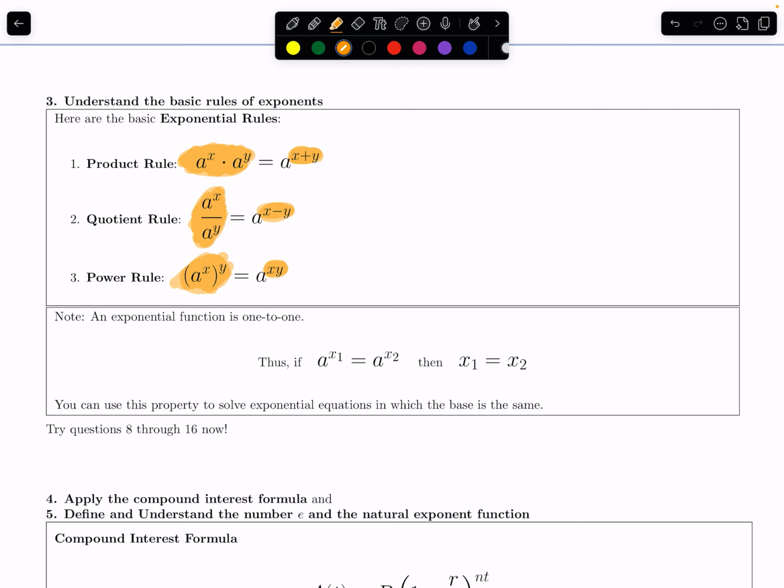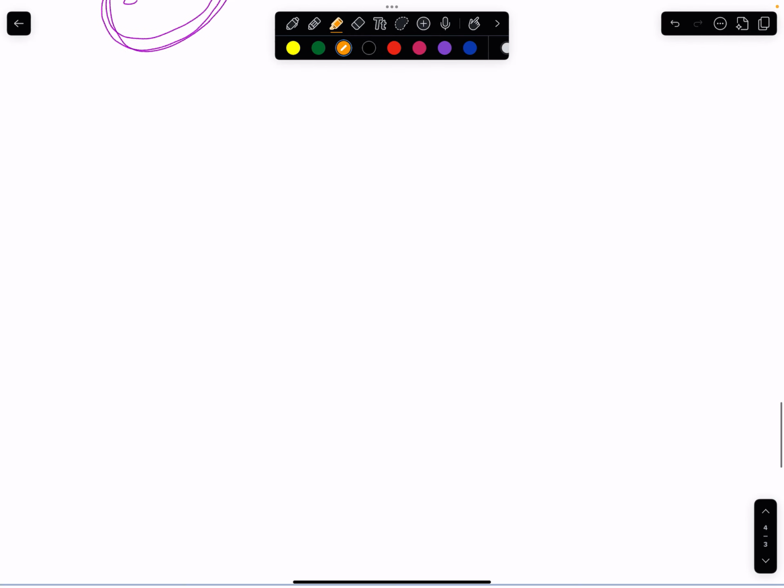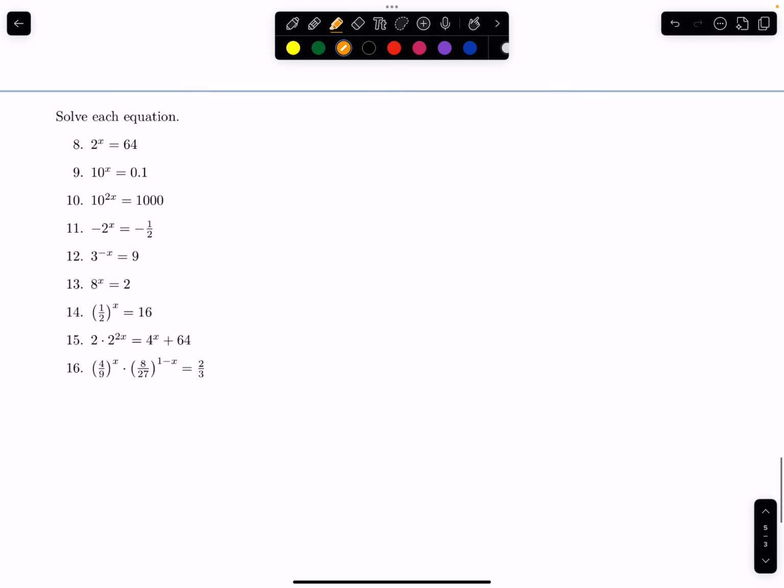Okay, one more thing to note. This is what we're going to need for the next set of questions. If you have a to something equal to a to something else, well, since this function is 1 to 1, you're only guaranteed to have one particular output, right? So that means that these x's must have also been equal to each other. x1 must have been equal to x2 in order for a to the x1 to have been equal to a to the x2. It's a pretty obvious fact, but it is going to serve us in this next group of questions.